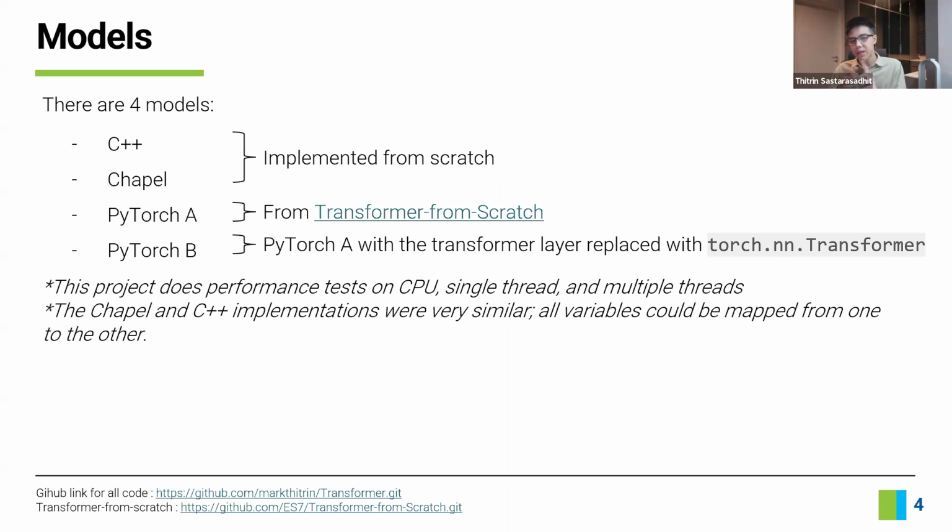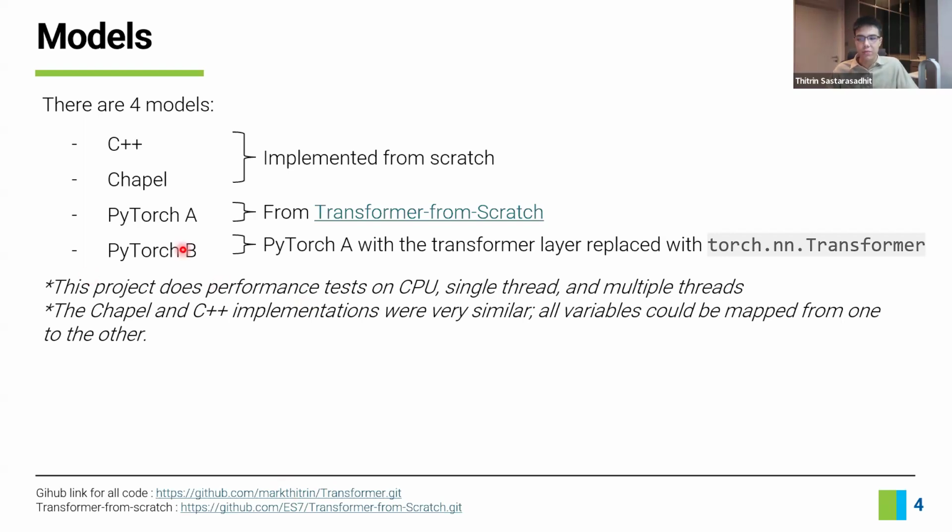Now, first, the methodology. In this project, I compare 4 models: C++, Chapel, and 2 in Python, which use PyTorch as the backbone. The C++ and Chapel versions are implemented from scratch, and they are very similar, and all variables and functions can be mapped from one to the other. While for PyTorch A, I took it from the transformer from scratch blog. I provided the link here if you want to see.